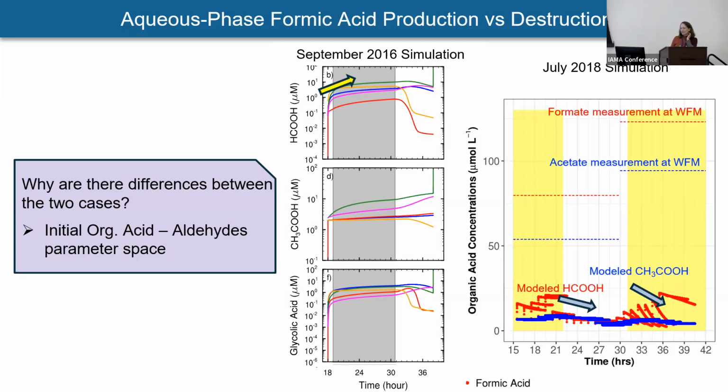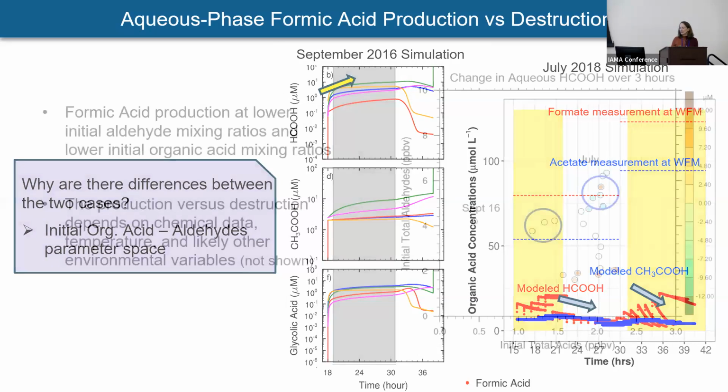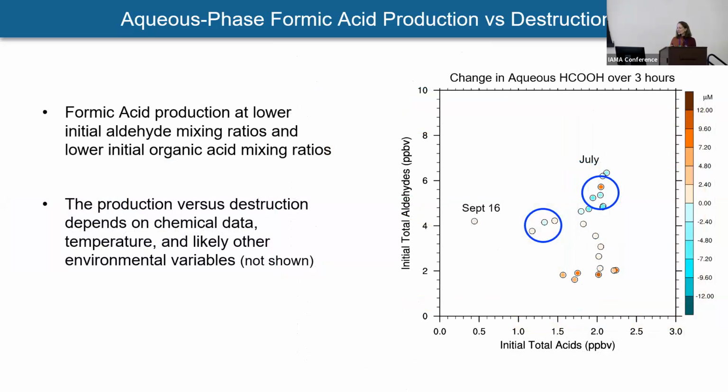And so my thought was, hey, maybe we should put this in some sort of parameter space. VOC NOx parameter space did not quite make sense. In fact, the NOx concentrations were quite similar among all these model simulations. So I put it into this initial organic acid, that's all the organic acids summed together, and initial aldehydes, all the aldehydes summed together, that parameter space. And so what we find is that the aqueous phase formic acid, which is being shown here, that's changed, is lower when you have lower initial aldehyde mixing ratios and lower initial organic acid mixing ratios.